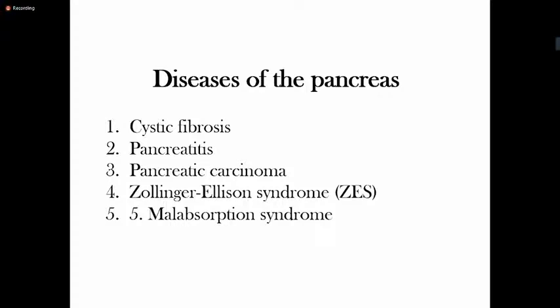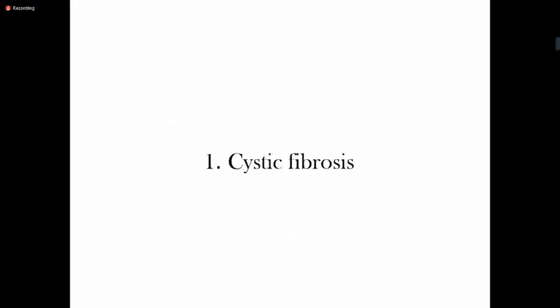And these diseases include inherited diseases and acquired diseases, and ones that we can inevitably get, like pancreatic malignancies. Okay, so I'm going to talk about the diseases of the pancreas, and I've enumerated them as cystic fibrosis, pancreatitis, pancreatic carcinoma, Zollinger-Ellison syndrome, and malabsorption syndrome. These are not really diseases, but syndromes that are associated with diseases of the pancreas. So now we go to cystic fibrosis.